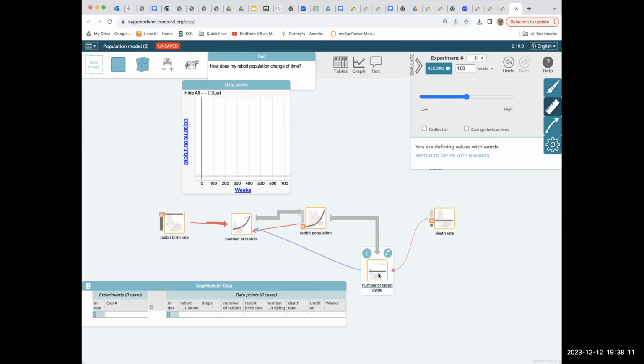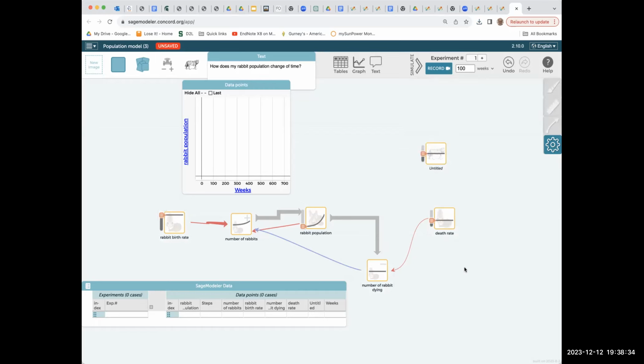I can also say the same thing with my number of rabbits dying. It's sort of in the middle. I can look at my number of rabbits. It's also in the middle. And my rate of population, it's also kind of high. And of course, you can control the sliders up here as well. So you always want to check your beginning starting points to see if they make sense.